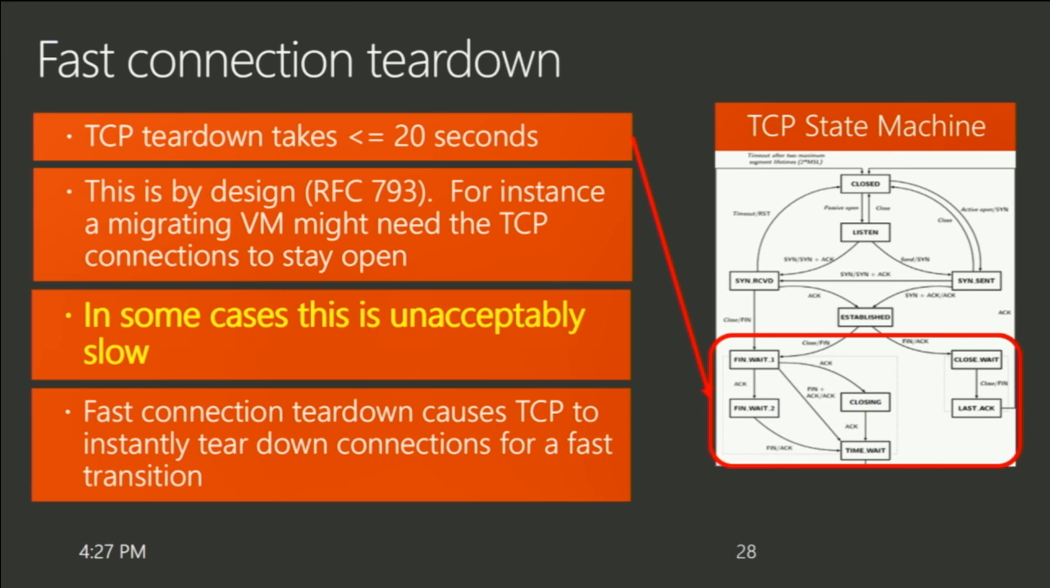But we can't wait 20 seconds. In all cases, it's unacceptably slow. So what we've done at the transport layer is we've provided for you to be able to send a signal from application land down to us. And if you tell us, look, I'm done with these connections, I don't want them anymore, I don't want to wait, we will tear them down right now. We won't wait 20 seconds, we won't wait 1 second, we'll tear them down right now, they'll be gone.